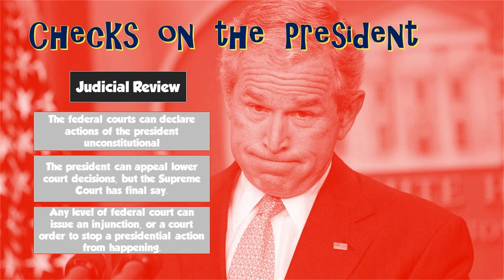So if the courts rule that the president is doing something illegal, they can stop it. In this case, what courts can do is they often issue what we call injunctions, which is a court order to stop something from happening. So if the president wants to do something, the courts may step in and say, no, you actually can't do that.